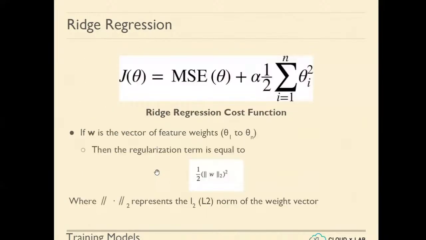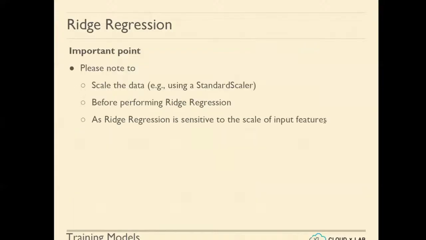Here in ridge regression, we are taking the L2 norm, right? Before performing ridge regression, we will always do feature scaling, right? For feature scaling, we can use a standard scaler. So we will first do feature scaling and then we will do regression.